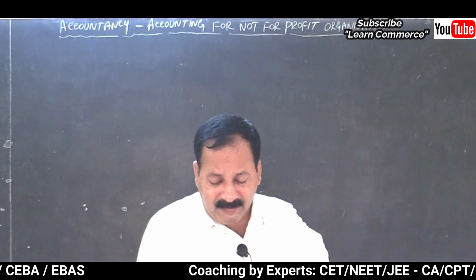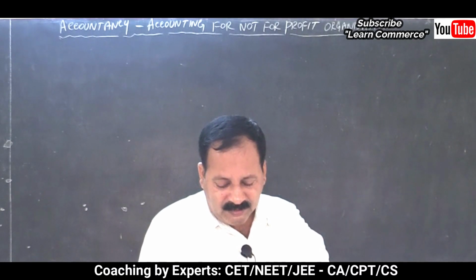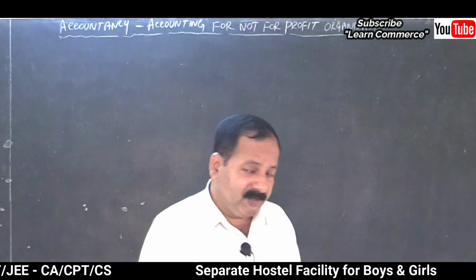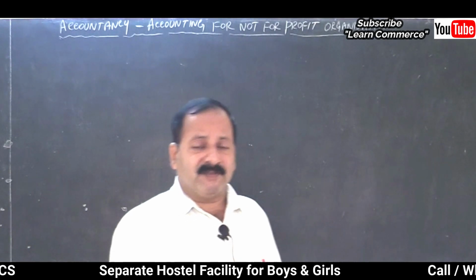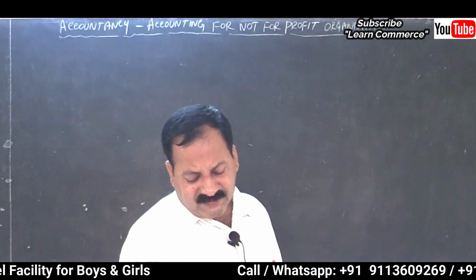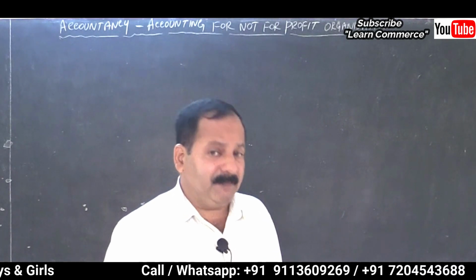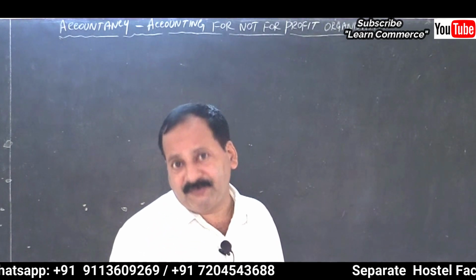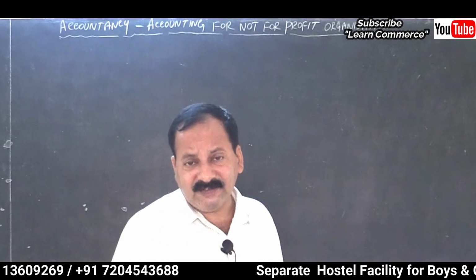Every year they have to pay 900 rupees, and there were 100 members. So 100 into 900 is equal to 90,000. Am I correct? 90,000. This is the amount of subscription we should receive during the current year. How much have we received during the current year? 70,000. That means 20,000 is outstanding subscription, remember.